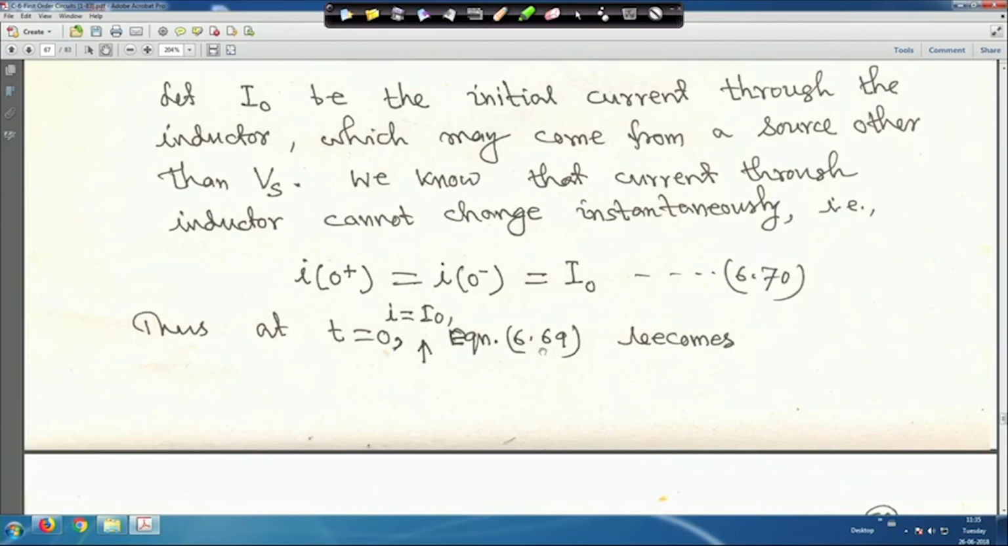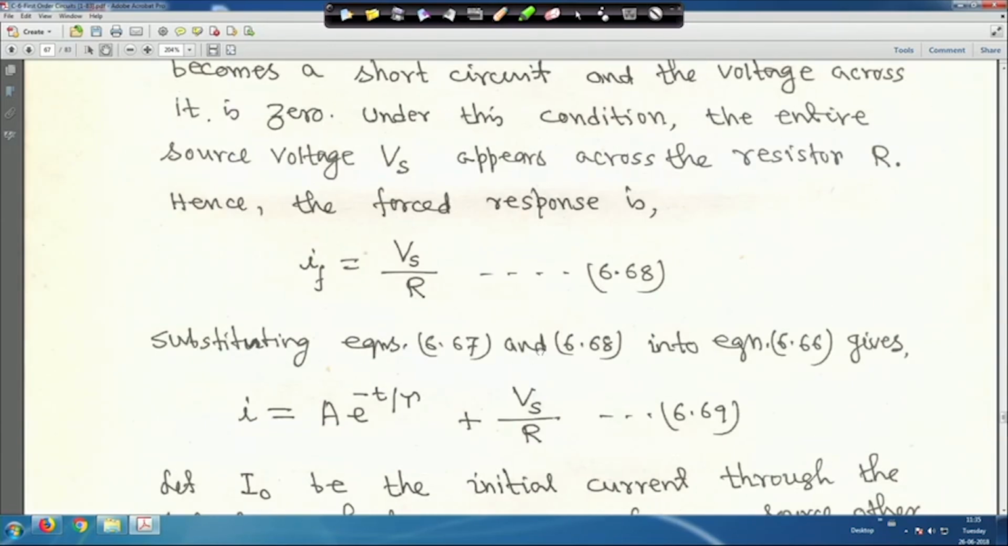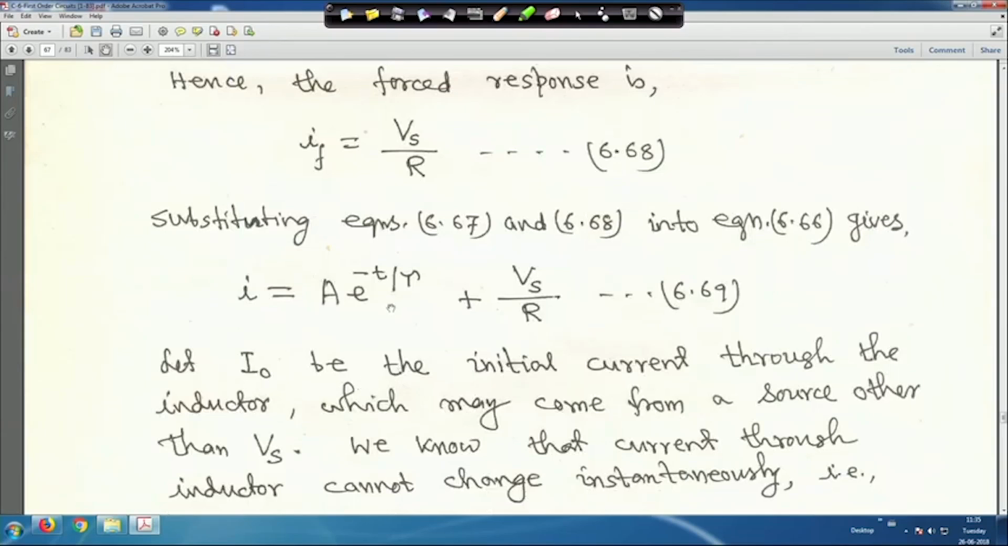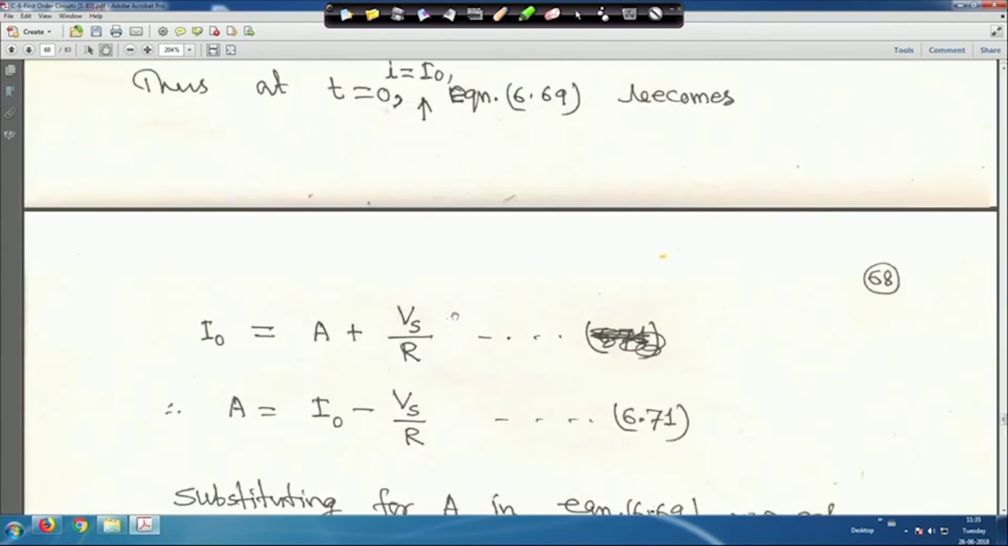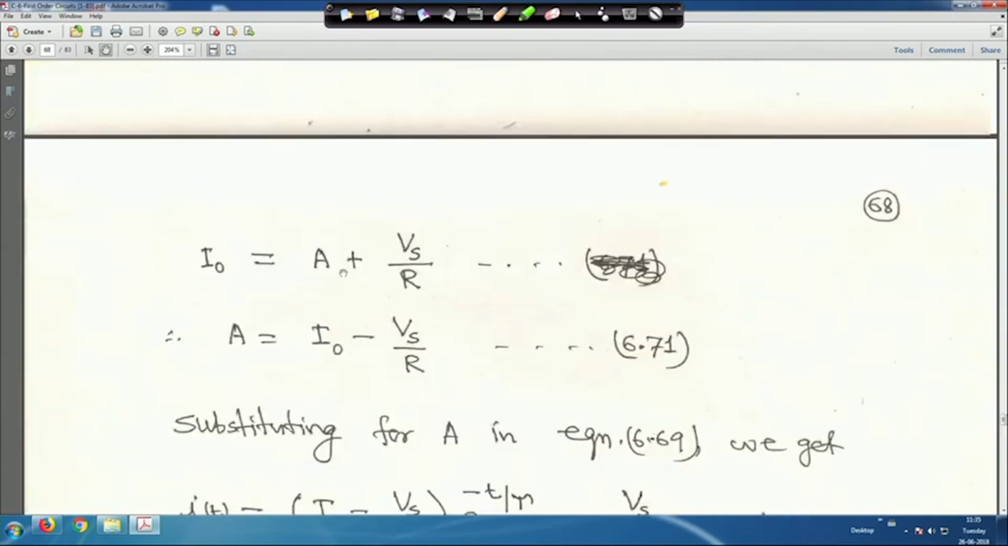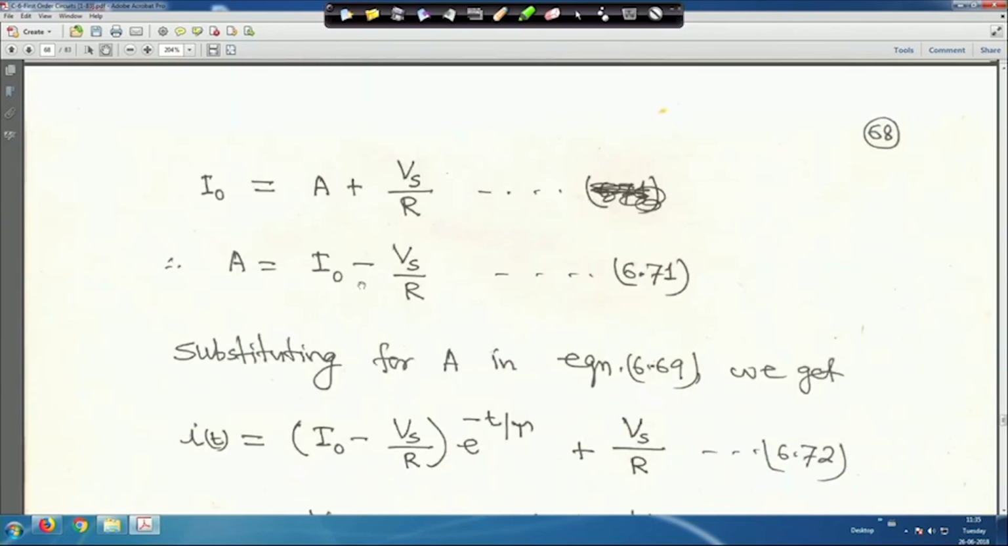So, equation 69 becomes, here at t is equal to 0, we put I is equal to I0. If we do so, I0 is equal to A plus Vs upon R, from which we get A is equal to I0 minus Vs upon R.